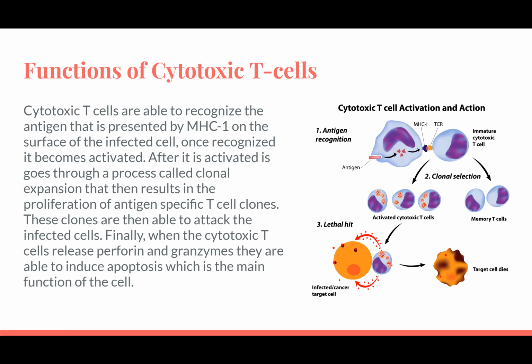The function of cytotoxic T cells. So, cytotoxic T cells are able to recognize the antigen that is presented by MHC1 on the surface of the infected cell. Once recognized, it becomes activated. After it is activated, it goes through a process called clonal expansion that then results in the proliferation of antigen-specific T cell clones. These clones are then able to attack the infected cells. Finally, when cytotoxic T cells release perforin and granzymes, they are able to induce apoptosis, which is the main function of these T cells.